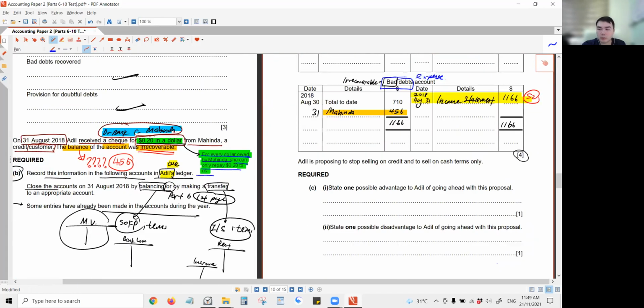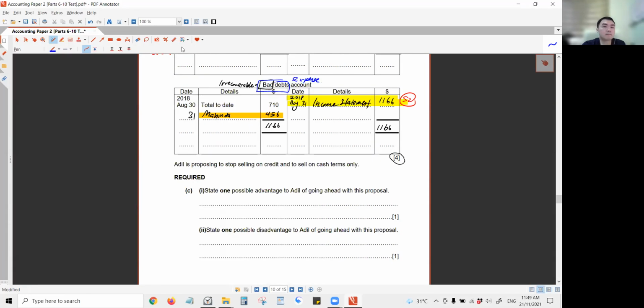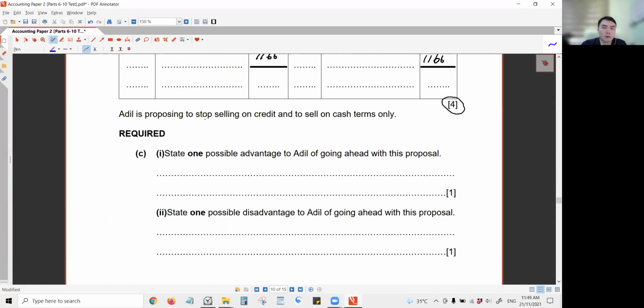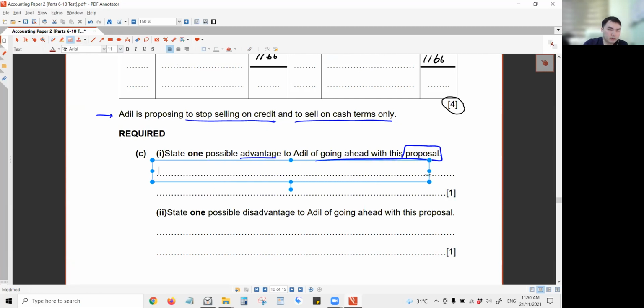C1, C2, let's answer together. Theory question. One possible advantage for Adil of going ahead with this proposal. Proposal means suggestion. It is written here: stop selling on credit and sell on cash terms only. That means Adil wants to have immediate payment from customers from now on. Advantage: there would not be any irrecoverable debts anymore because no customers will owe Adil anymore. Agree? So let's write.